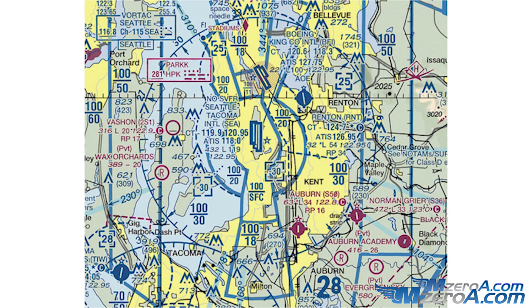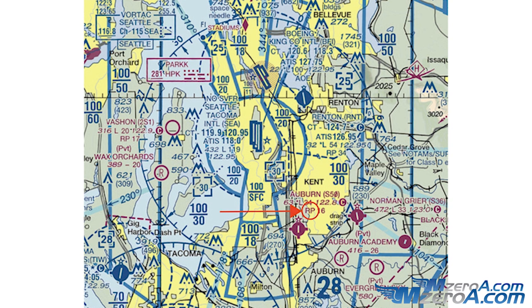Most airport traffic patterns are left traffic, but there are a few exceptions where we make right traffic, meaning left or right hand turns in this rectangular course. Look at this sectional chart with me here. When we see the name of the airport with a designation RP next to it, it tells us the airport has a right pattern. This is the Seattle sectional chart. We can see the letters RP beneath the name of the Auburn Airport. That means the traffic for runway 16 at Auburn makes all turns to the right.